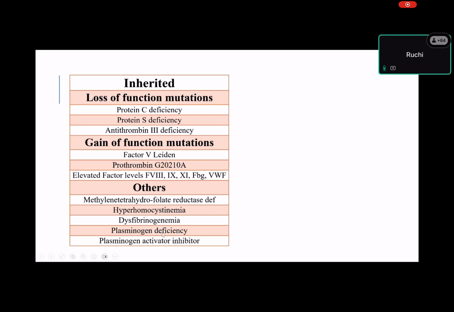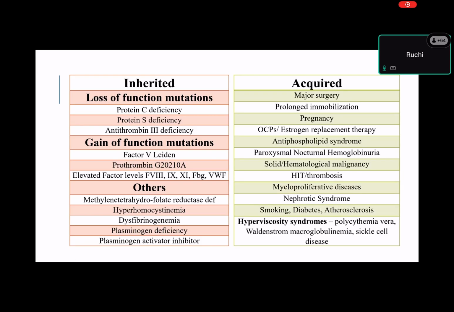So मैंने pathway इसीलिए बताया so that you can understand where plasminogen and plasminogen activator inhibitors come into play, and how they are predisposing to thrombosis. Then there is a long list of acquired causes besides the inherited causes. So a major surgery, prolonged immobilization, pregnancy, use of estrogen replacement therapy, APLA syndrome, PNH, malignancies, solid or hematological.